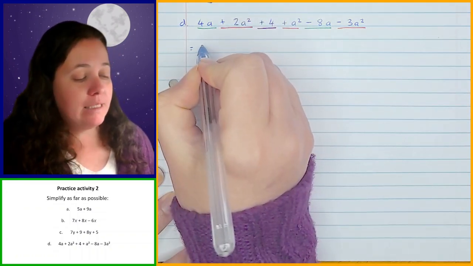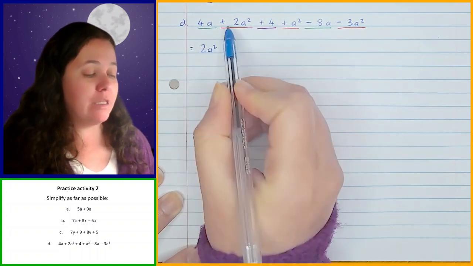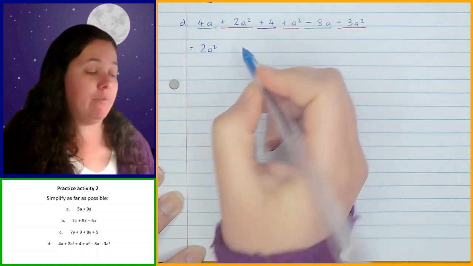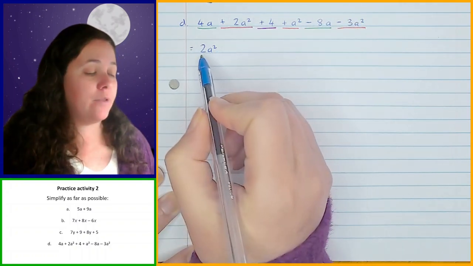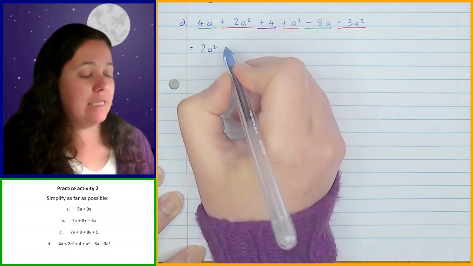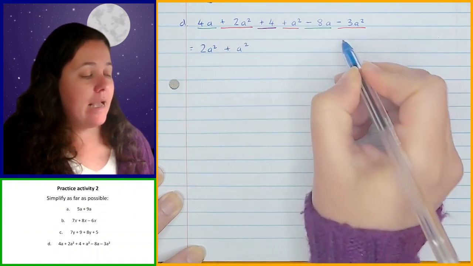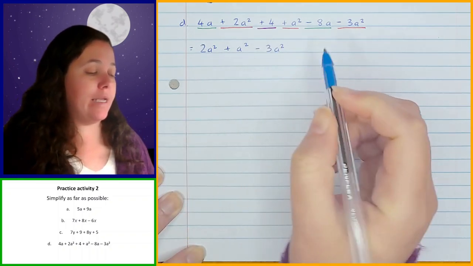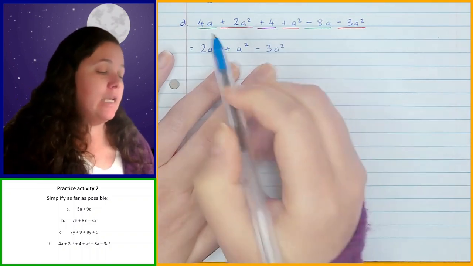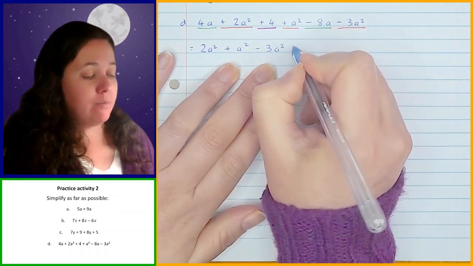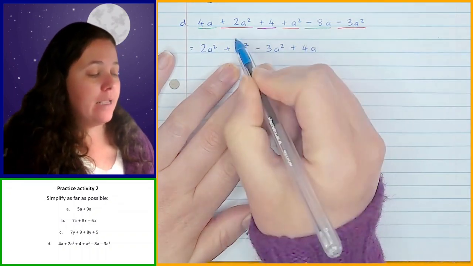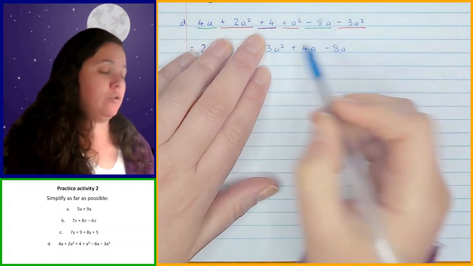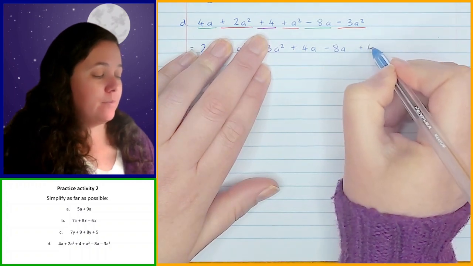So my a squared, 2a squared. I don't need to write the plus first because it's positive. If the first term is positive, I don't need to write that plus. I only have to write the sign if it's negative. So 2a squared plus a squared and then minus 3a squared. Those are all my a squareds. Then I'm going to go on to my a's. So I've got 4a, which is positive, so it's plus 4a and then minus 8a. And then my constants, which in this case is just the plus 4.